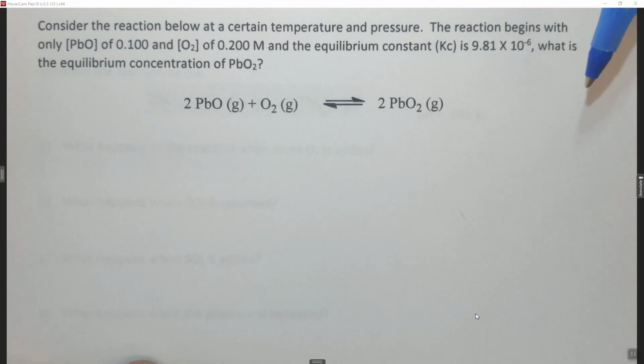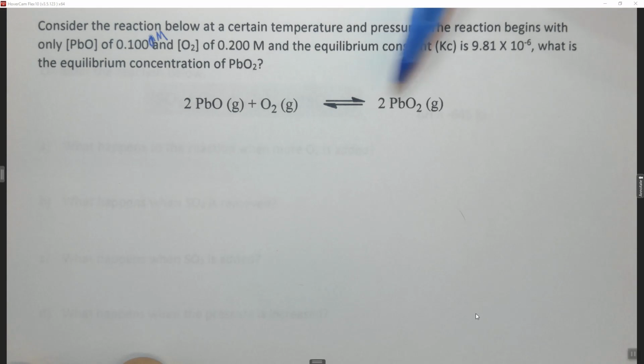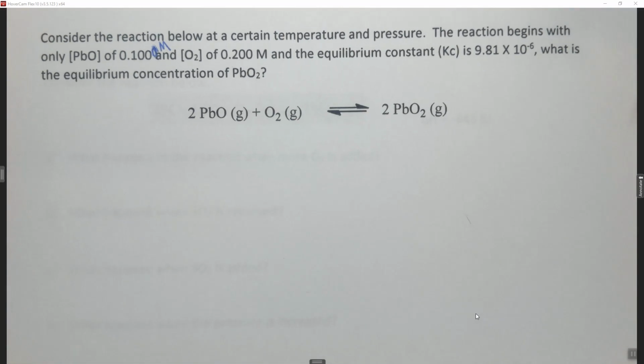This question is very similar to the previous question, so you may want to watch that first. It says, consider the reaction below at a certain temperature and pressure. The reaction begins with only PbO at 0.1, that should say molar, and O2 at 0.2 molar. And the equilibrium constant Kc is 9.81 times 10 to the minus 6. What is the equilibrium concentration of PbO2?